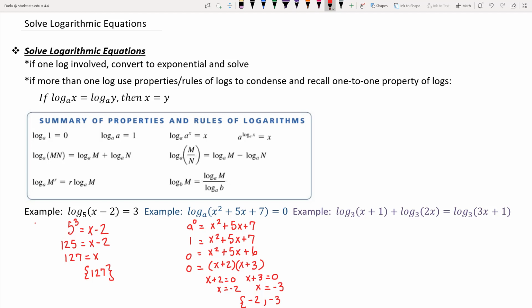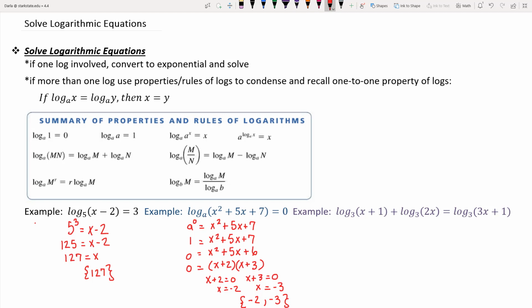What would cause a solution not to work is if you plug them back in and what you're taking the log of is 0 or negative, you would have to throw those solutions out because the domain says that you have to be positive. And so if these values made your logarithm negative, you'd have to throw them out.